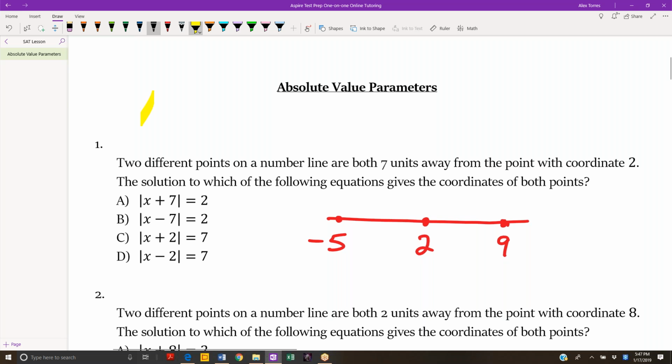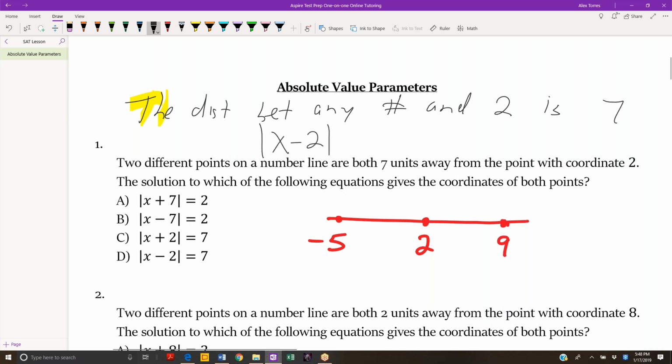So the distance between any number and 2 is exactly 7, because the two numbers that are 7 away are -5 and 9. So the distance between any number and 2, that's |x - 2|, and that exactly equals 7. So here we are, nice and easy.